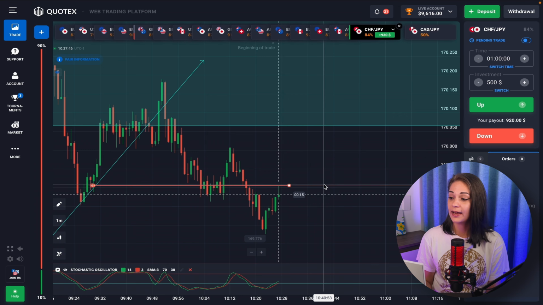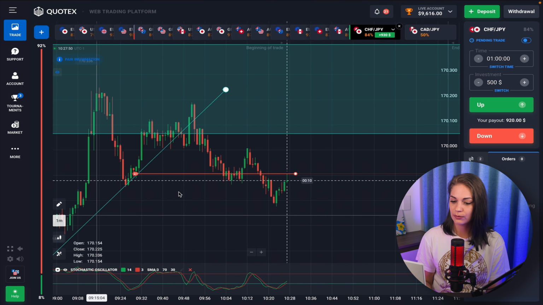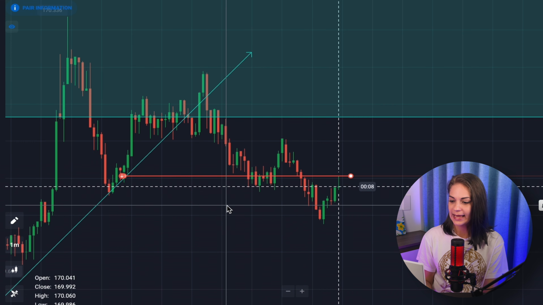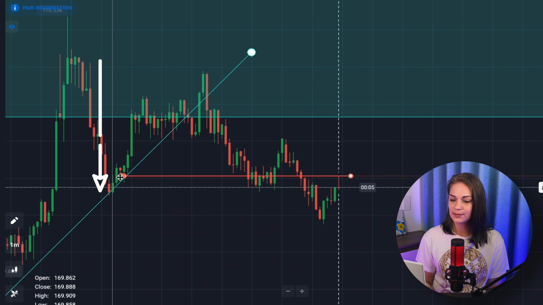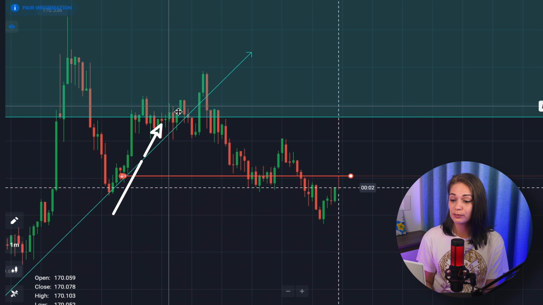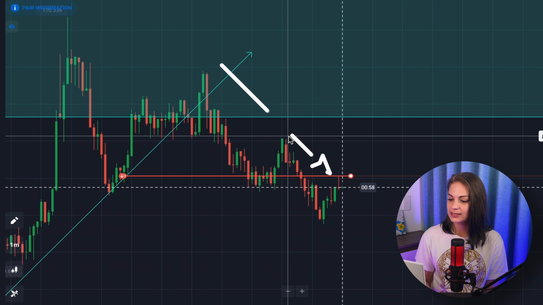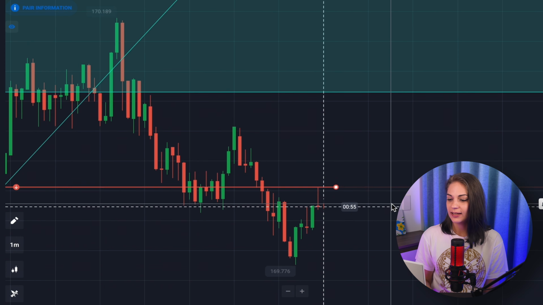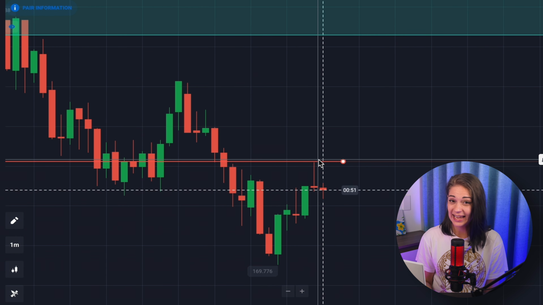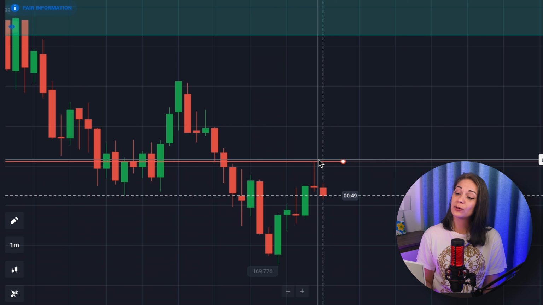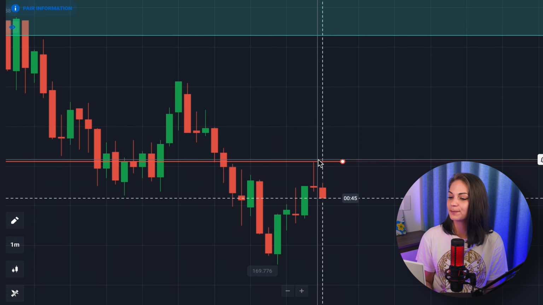Alright guys, so we have just a couple of minutes on CHF JPY. I turned on the 1 minute time frame to be a bit more attentive. At the beginning, the price dropped, and then there was another pullback to our level of resistance, and then it started dropping. Unfortunately, right now the price is really close to our entry point, and I do not like that, but we're gonna wait for this one to close, and we will see what's gonna happen at the end.